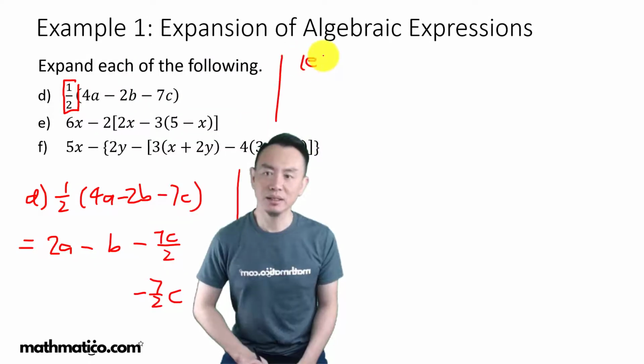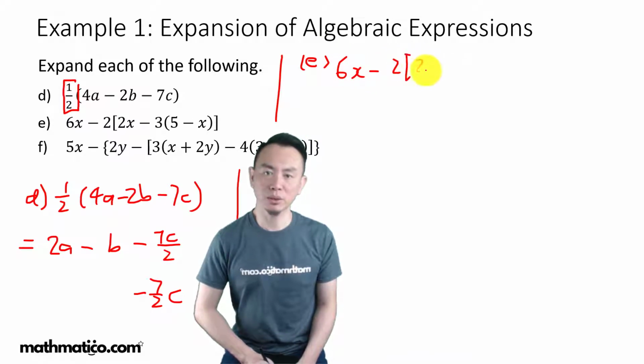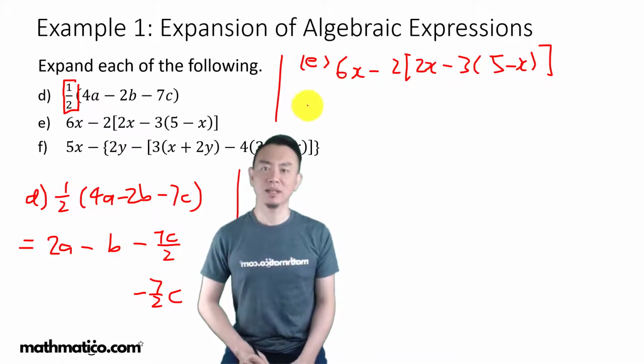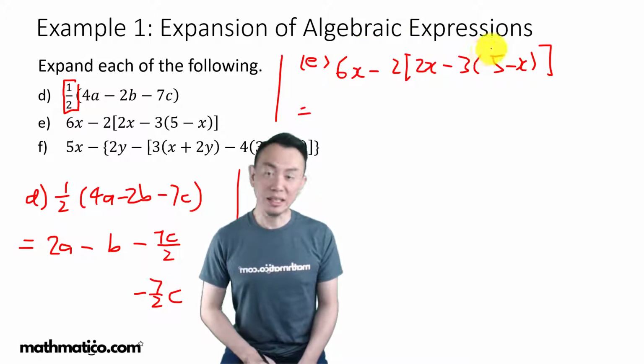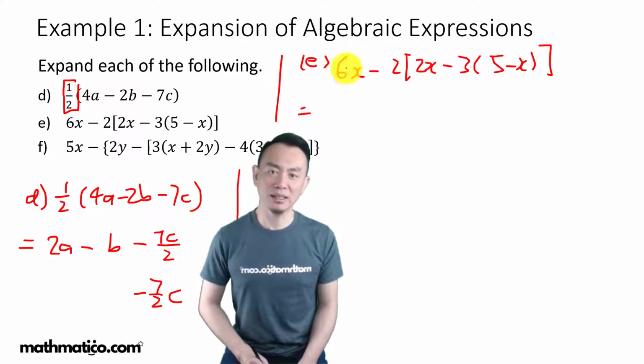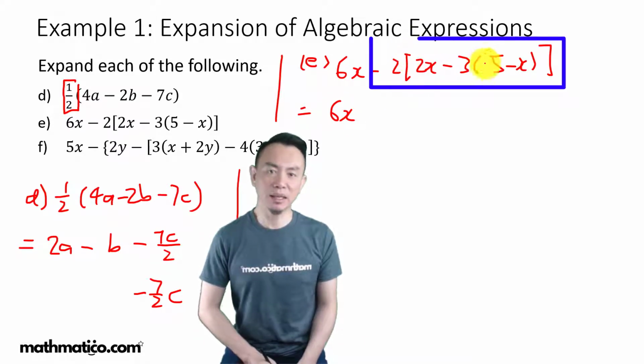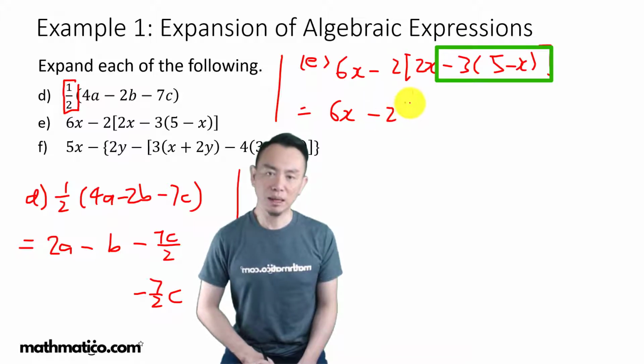Part E. 6x minus 2 square bracket 2x minus 3 bracket 5 minus x, close the bracket and square bracket. You see, we deal with whatever is in the bracket first and then outside the bracket last. This 6x has to go last, so I'm going to leave it first. This is the outer bracket, this is the inner bracket, right? We always deal with the inner bracket first. So I'm going to leave this alone.